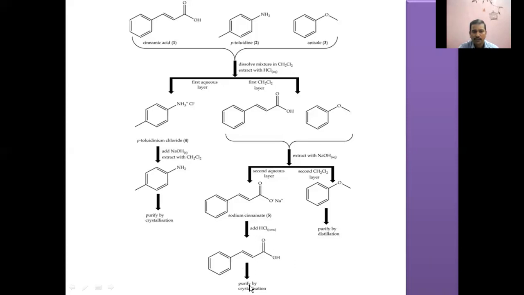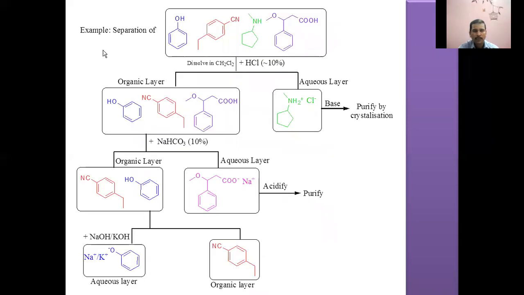You purify this. So the first aqueous layer was used to obtain paratoluidine. The second aqueous layer was used to obtain cinnamic acid, and the organic layer, the dichloromethane layer, is left with anisole, purified by distillation. Very beautiful example, you know. So liquid extraction is a very useful technique. Another beautiful example I am presenting here.